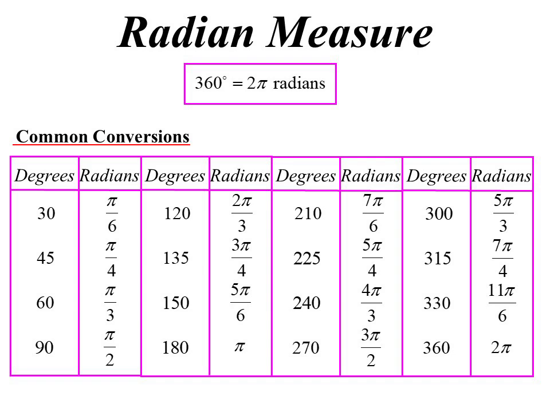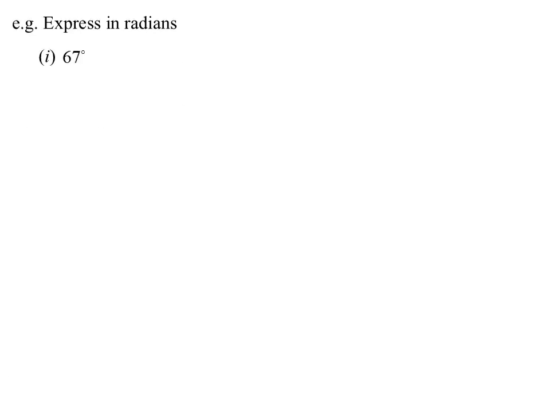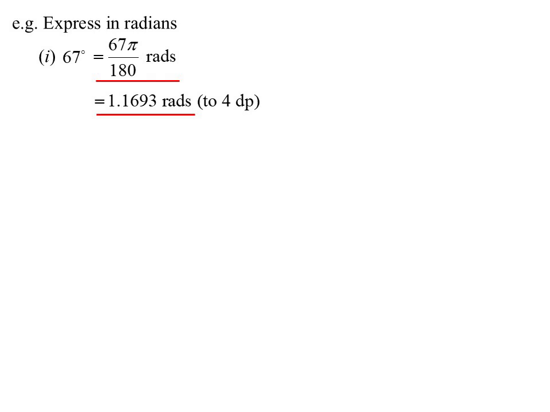So these are the ones we see a lot, but of course we're not restricted to that. Anything can be converted. So 67 degrees is 67 pi on 180, so multiplied by pi on 180. A decimal approximation is only 1.1693. So a radian, when you think about it, is actually quite large. 36 degrees is 36 pi on 180. That one I can write nice and neat, pi on 5.